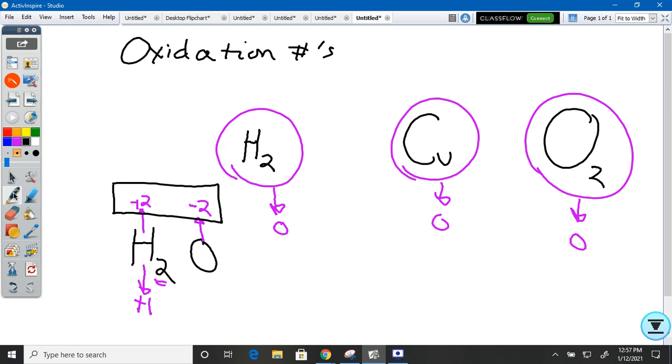Let's put copper and oxide together. Well, now oxygen's in a compound. What's my rule say? In a compound, oxygen forms -2. That means this copper has got to be +2. Look at that. They cancel each other out. They make 0. Right?